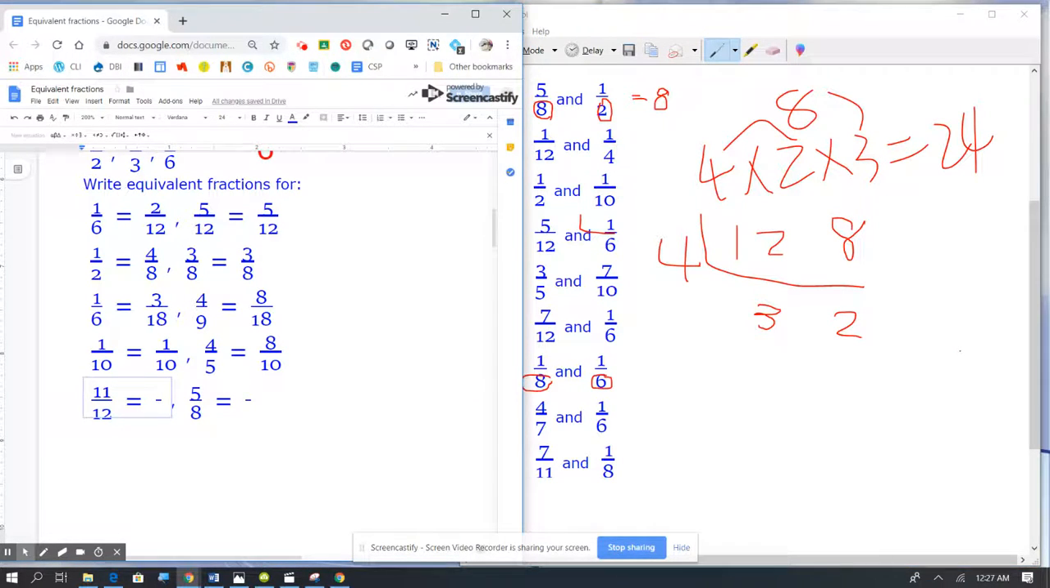So think about this 24. This will be 24. The 24 had to be on the bottom, sorry. And then 5 over 8. So think about 8, what is it? 8 times 3 is 24. So we're going to do 5 times 3 is 15. So it's 15 over 24. I hope this helps. Now it's your turn to go and practice.